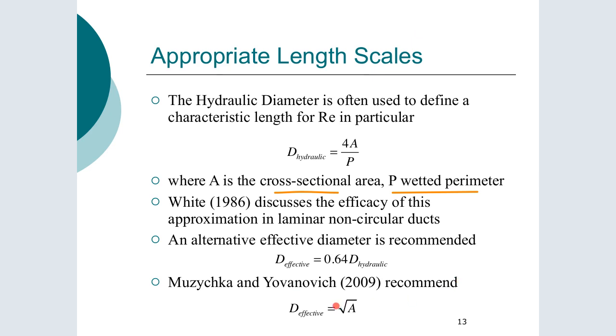Okay, so now what Muzychka and Yovanovich recommend is that we use the square root of the cross-sectional area. And that is found to work quite well. We will see in the correlation that we use that they're using this as our length scale for the Reynolds number. So it's not the diameter of the pipe, it's not the longest dimension, and it's not the hydraulic diameter. It is the square root of the cross-sectional area.